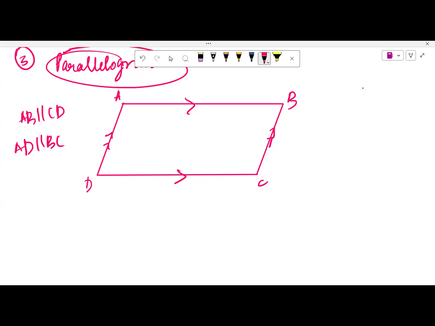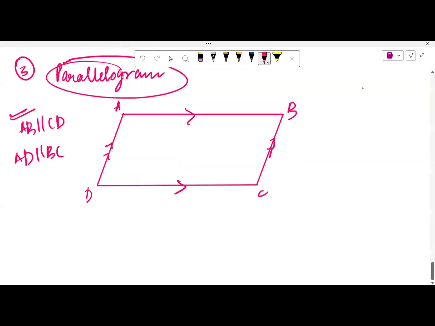Only this one. Now we shall be studying the elements of a parallelogram. One thing is opposite sides. What is the property of opposite sides? How will you identify a figure as a parallelogram? That opposite sides are parallel.